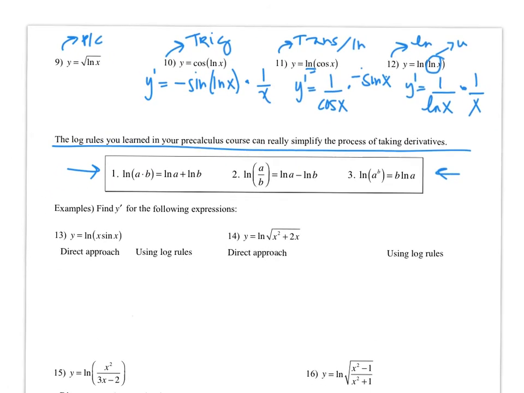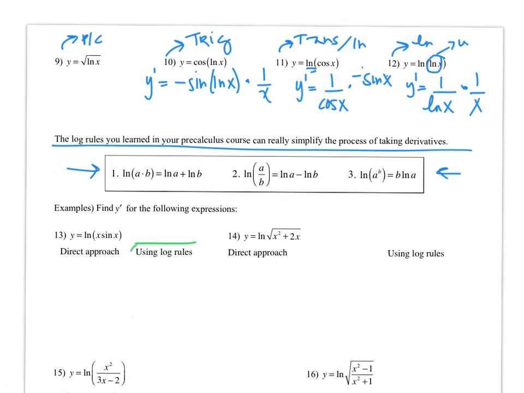So you want to try and use these log rules to make your life a little bit easier. The direct approach would be doing 1 over u du right away. And when we do 1 over u, it's no problem. We have 1 over x sine of x. But when we go to do du, when we go to do the derivative of this, we have to do a quotient rule.